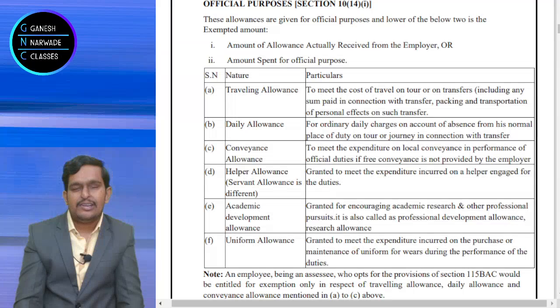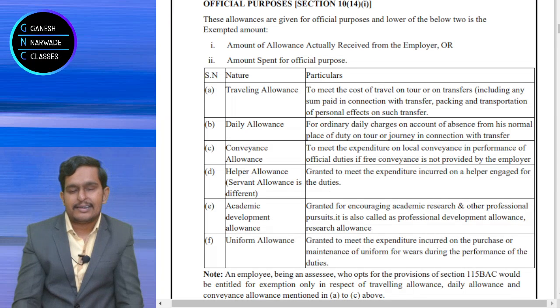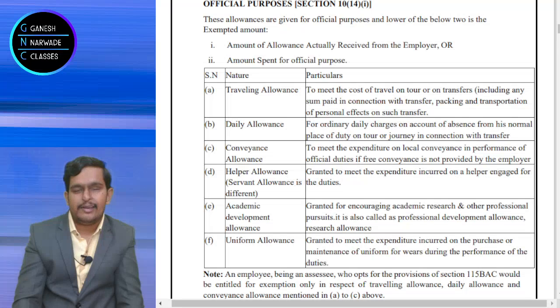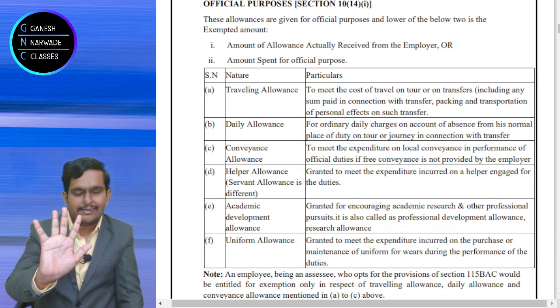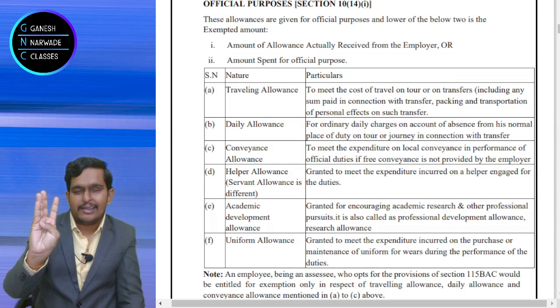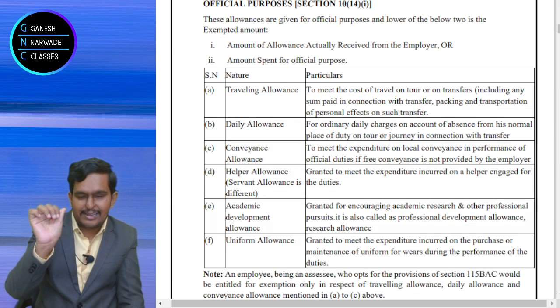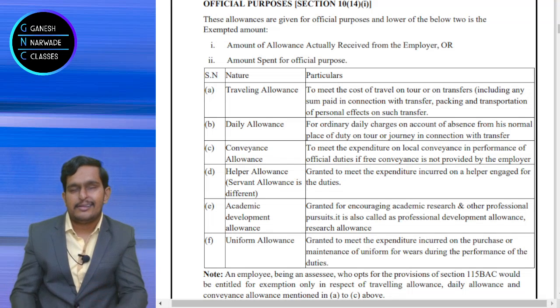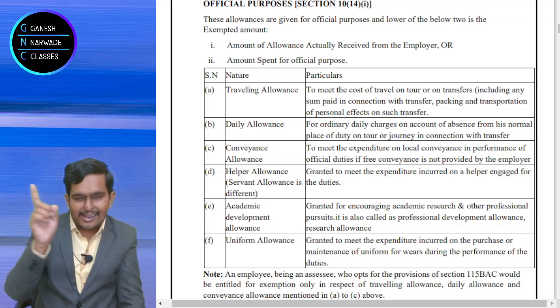Last one is uniform allowance. If you are working in certain organizations, you get a proper uniform. There we can use the word uniform allowance. So what will happen if you get uniform allowance? Actual amount received minus spent, balance will be taxable. The amount spent is exempt. So 6 allowances we discussed in this category. First one is traveling, second is daily, third is conveyance, fourth is helper, not servant, fifth is academic development, professional development, research. Sixth is uniform. Now uniform allowance is different and dress allowance is different.